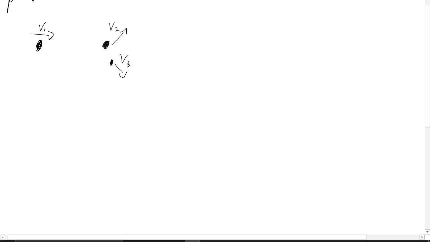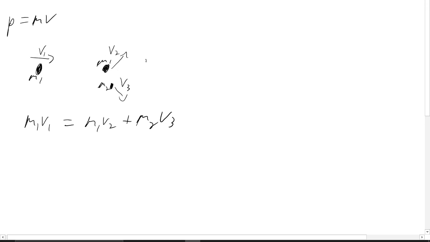then you could set up an equation. You can say this is m1 and this is m2. So m1 v1 equals m1 v2 plus m2 v3. So the total P here equals the total P here. P1 equals P2. And that's what it means for momentum to be conserved.